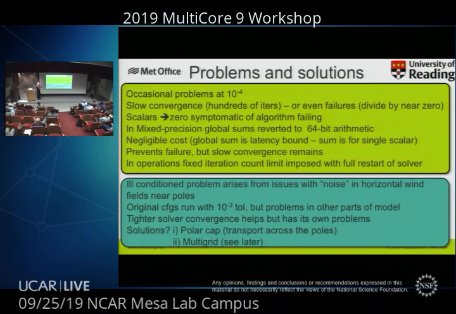But really, it's the ill-conditioned problem that arises from issues with noise in the horizontal wind field near the poles. Originally at lower resolution, the Met Office was doing the solve to only 10 to the minus 3, but then they started to see problems in other parts of the model from this numerical effect, and the tighter solver convergence kind of helped with that, but it has its own problems, as we shall see. So as solutions, people are trying something called a polar cap to improve the numerical stability of the advection across the poles. Or we could try doing a multigrid solver, see later.